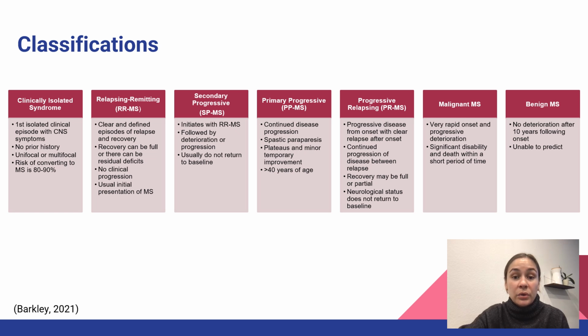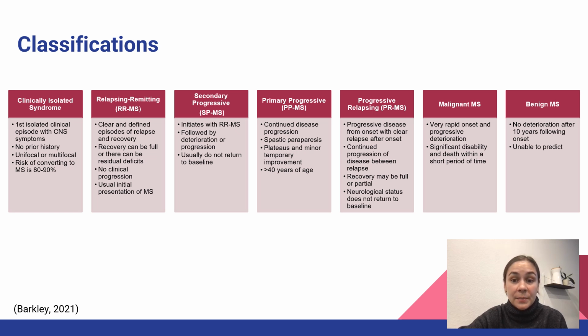For secondary progressive MS, it initiates with RRMS. It is followed by deterioration or progression, and the individual does not usually return to baseline. For primary progressive MS, it is marked by continued disease progression and spastic paraparesis. Plateaus and minor temporary improvements are also characteristics of this classification. Also, usually these individuals will be greater than 40 years of age.